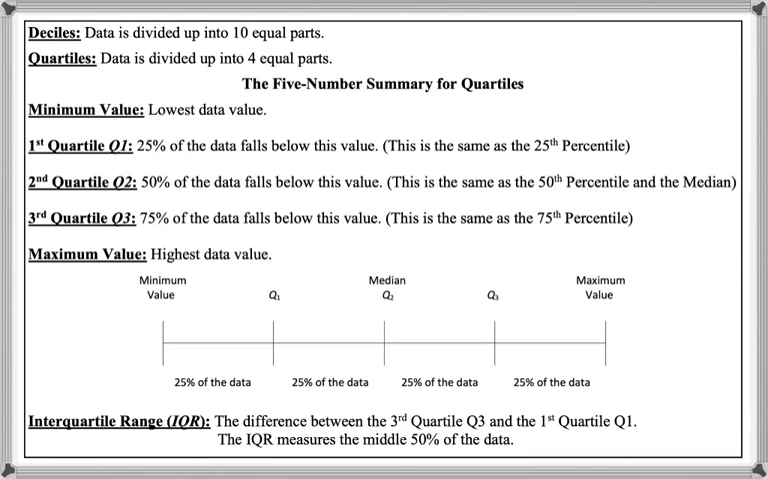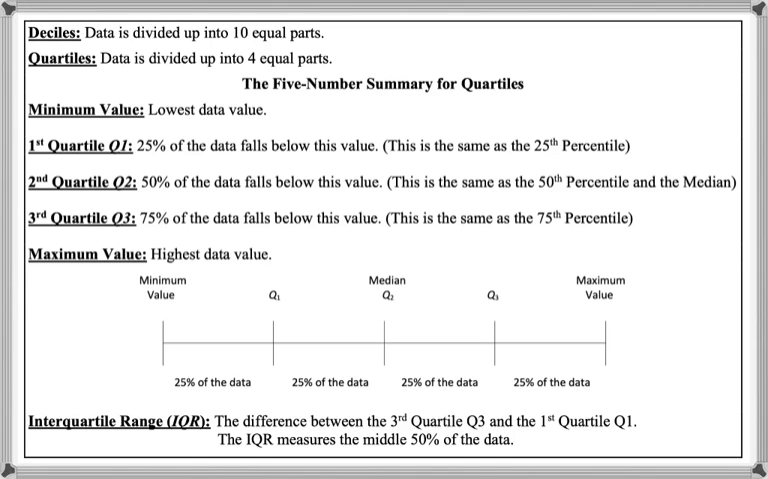The second quartile, or Q2, means that 50% of the data falls below this value. So this is the same as the 50th percentile, and sometimes it's called the median. We'll talk more about the median later in this class. The third quartile, or Q3, means 75% of the data falls below this value, and it's the same as the 75th percentile. And then lastly, the maximum value is the highest data value.